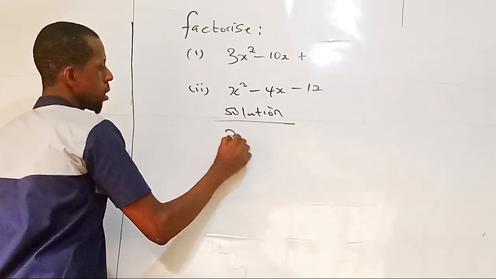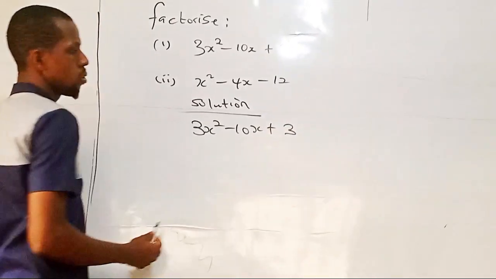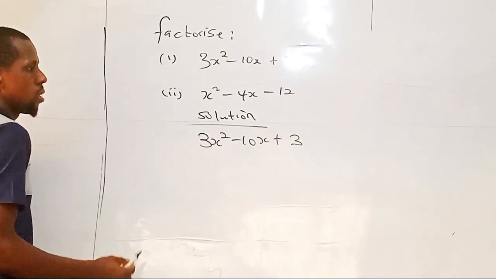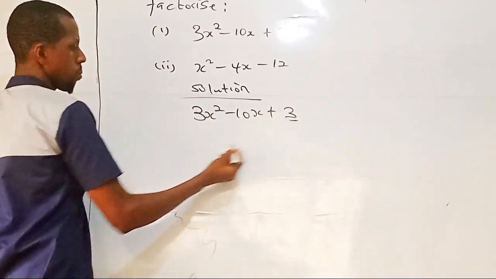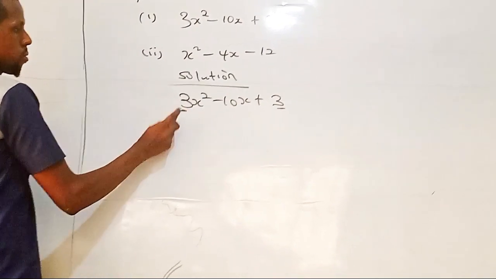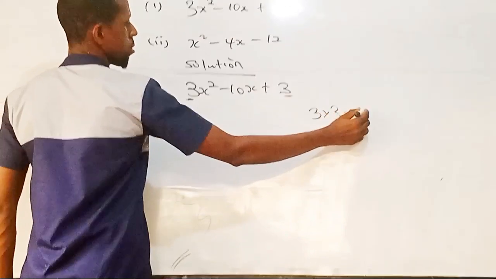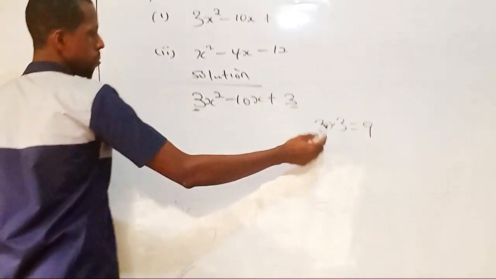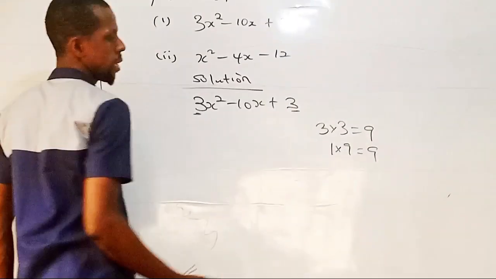I have 3x squared minus 10x plus 3. So how do I go about this? How can I factorize? Now, the simplest way you can do it is to take this constant and multiply it by the coefficient of x squared. We have 3 times 3, that is 9. Other factors I can multiply that will give me 9: I have 1 times 9, which is still 9.